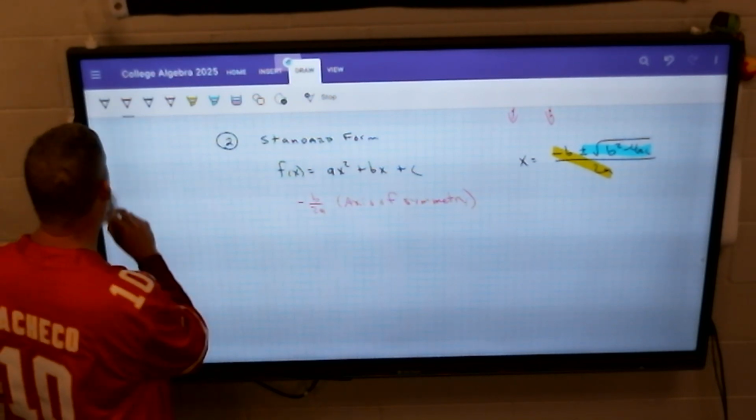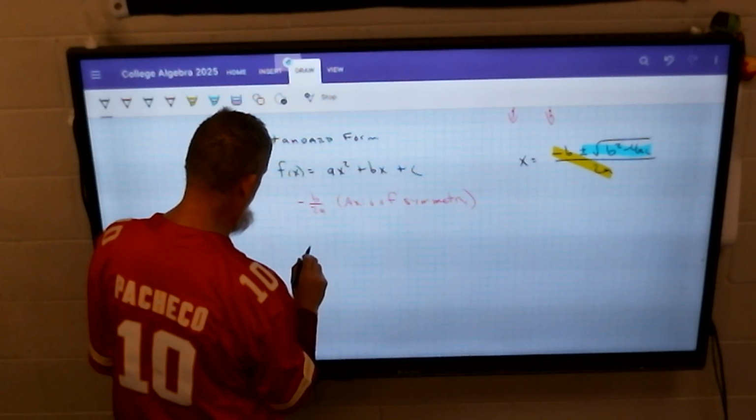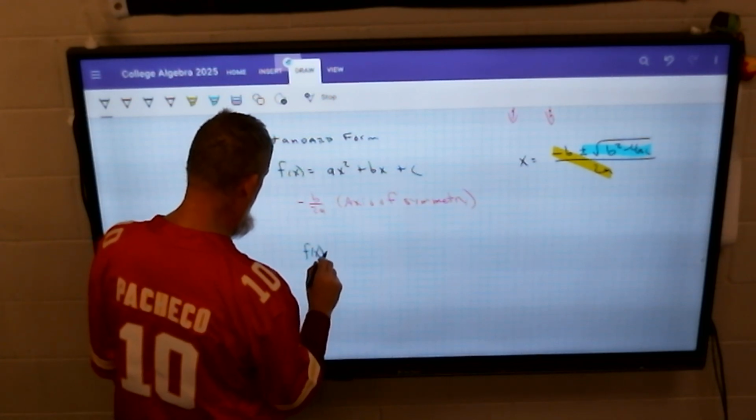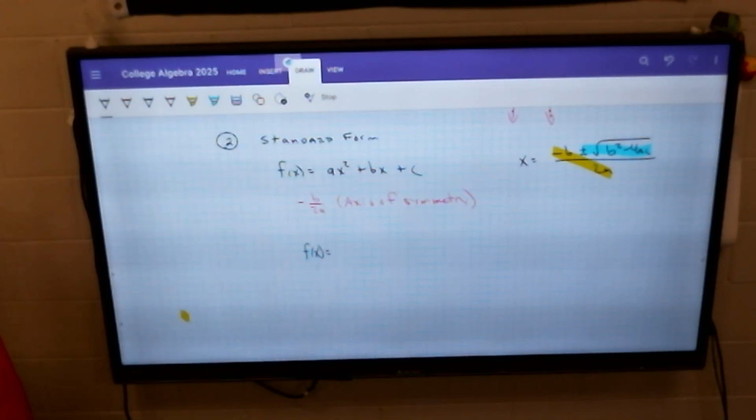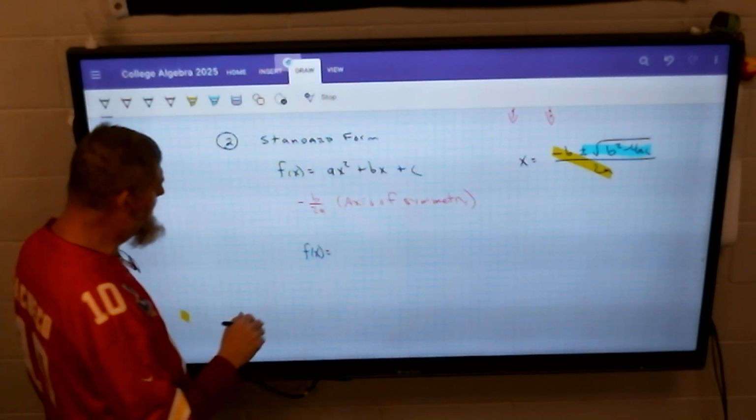So if I give you something like, let's say hypothetically, f of x equals, let me just pull one randomly out of my notes that I already have worked out, x squared plus 8x plus 9.